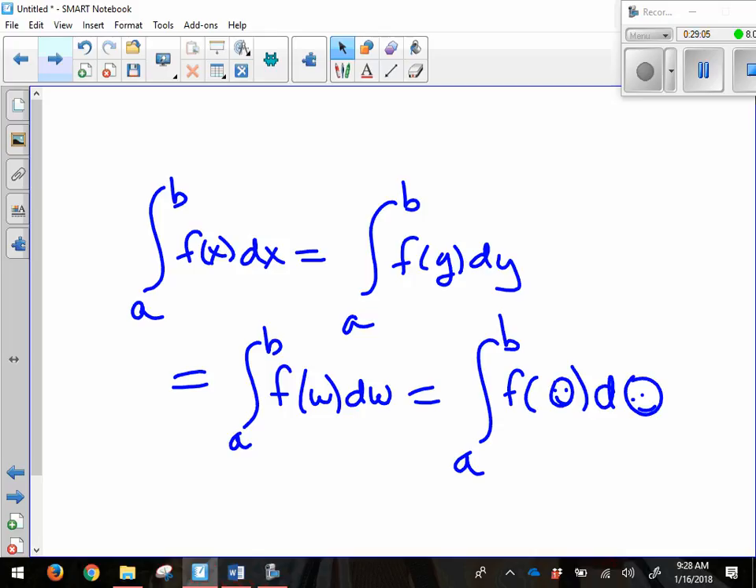As long as f is a function of the same symbol that you're integrating over. So as long as this and this are the same symbol, I can express that function any way I want and it doesn't matter. Okay, because we call the x or the y or the w or the smiley face a dummy variable. It's just hanging out so you have something to write down and substitute into. It's a placeholder. Okay?